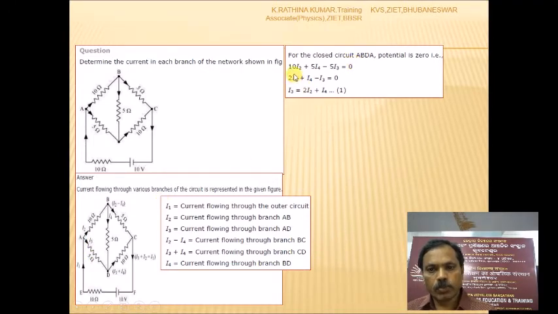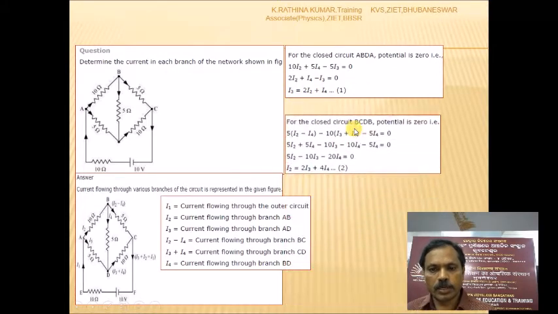Then simplify this by dividing by 5, so 5 can be reduced. Then 2I2 plus I4 minus I3 is equal to 0. From this equation, I3 is equal to 2I2 plus I4. We can take it as equation number 1.